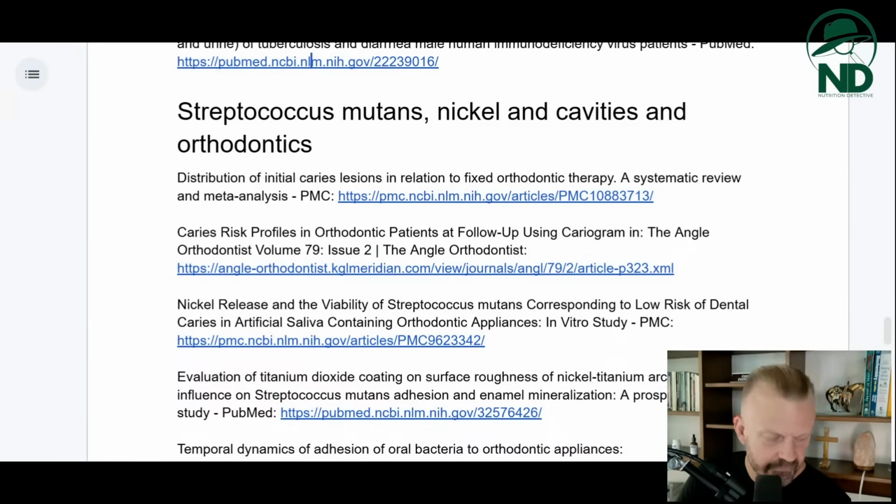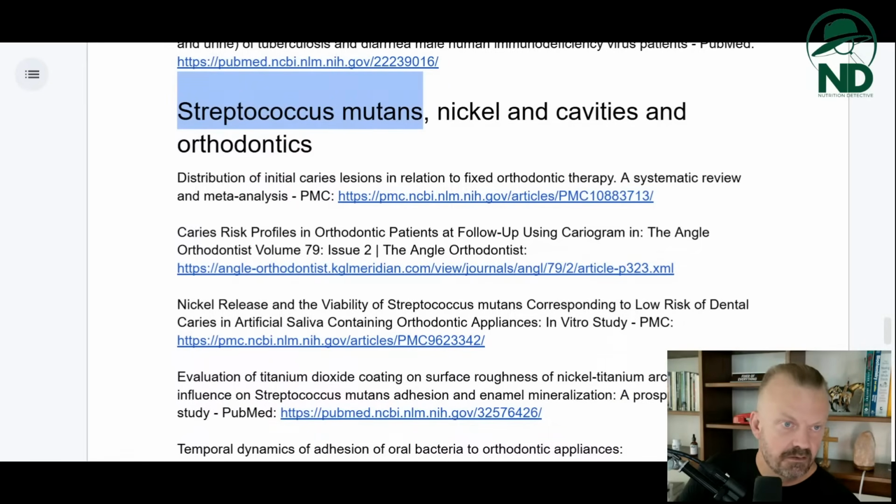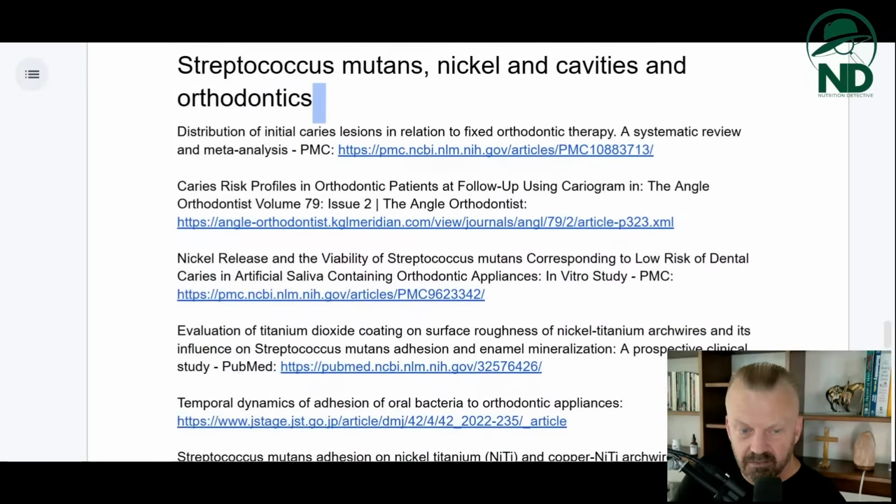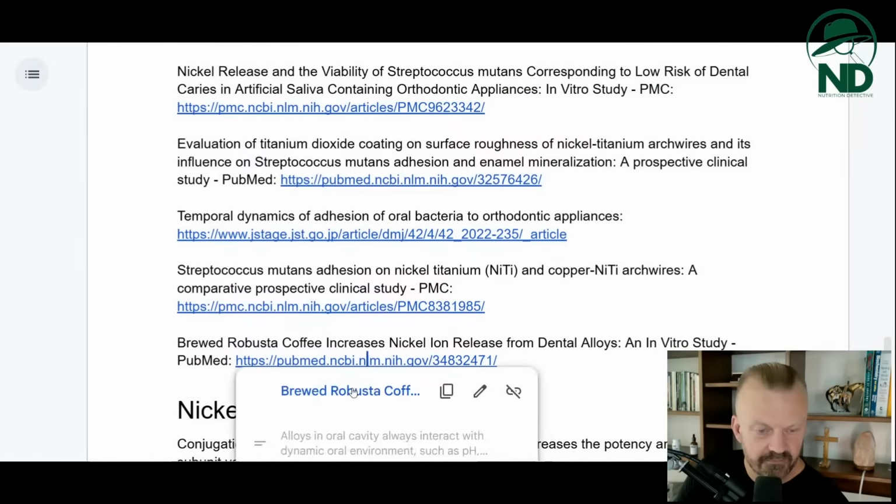Cavities, folks. Cavities. So what are we going to correlate here? Because the dental industry will not do this research. So Streptococcus mutans is said to be the bacteria that causes cavities. The main one. So we're going to start correlating things. So let me get through this. Let me open up all these links.